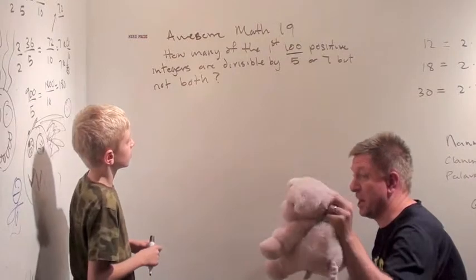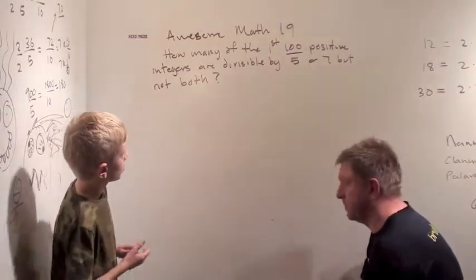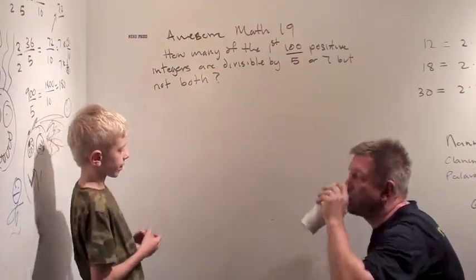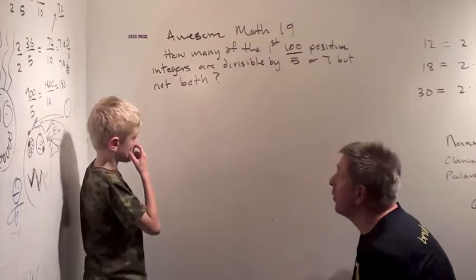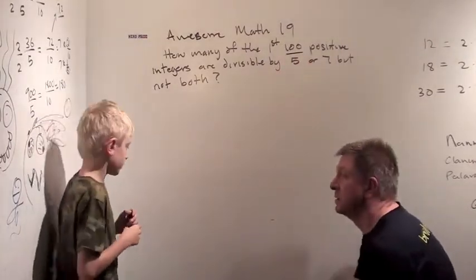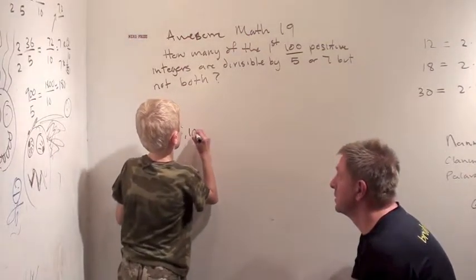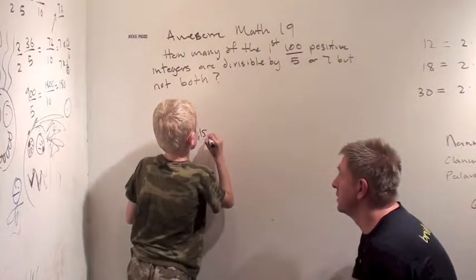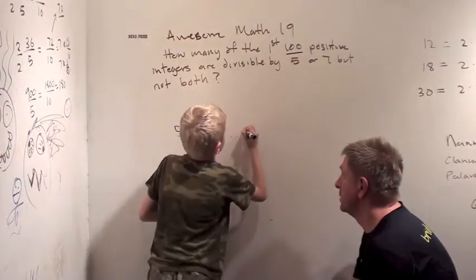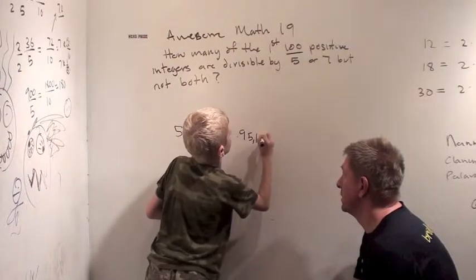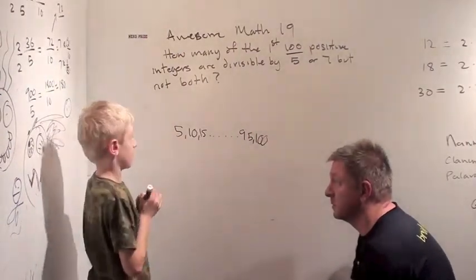I guess we can just list the multiples of 5 between 1 and 100, the first positive integers. So they're 5, 10, 15, all the way up to 95, 100. How many of those are there? Well, we have to figure that out.